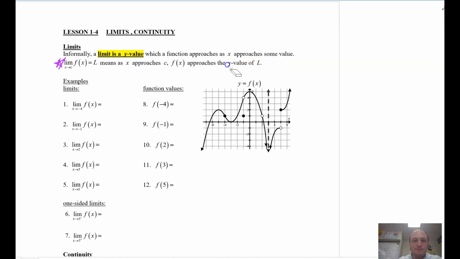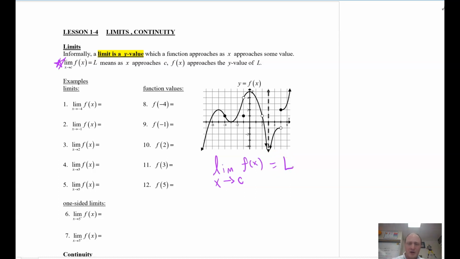It's important too when we write a limit that we write it like this: the limit as x approaches a value c of f of x is equal to some value L.